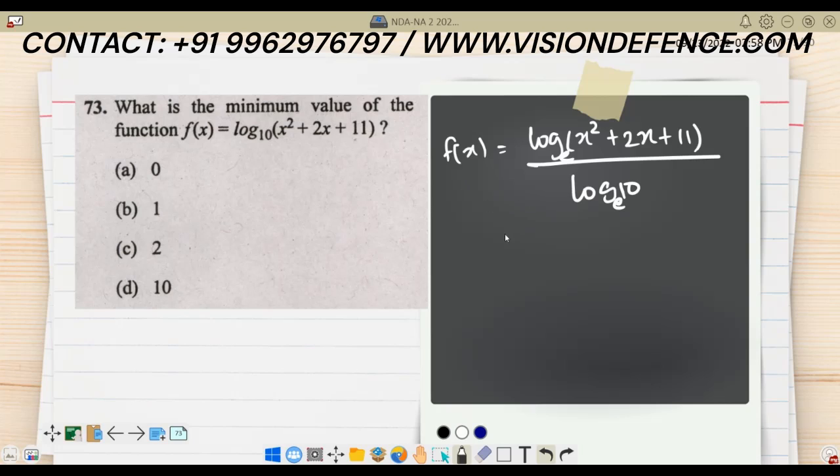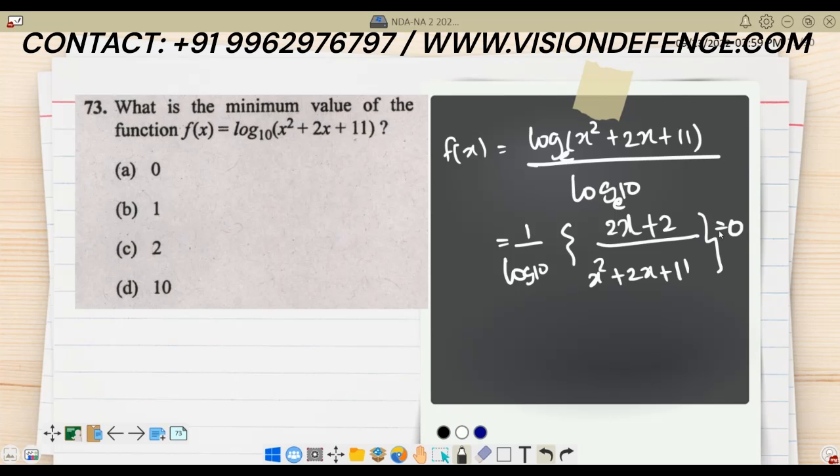We know how to differentiate this. Okay, so how to differentiate that? This is actually log 10 is constant. So 1 by x square plus 2x plus 11, and then 2x plus 2. Right. So this is going to be equal to 0. Of course, the numerator only is going to be equal to 0. So 2x plus 2 is equal to 0. x is equal to negative 1.